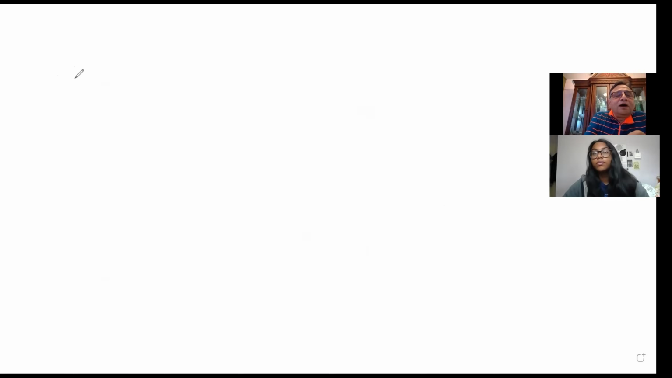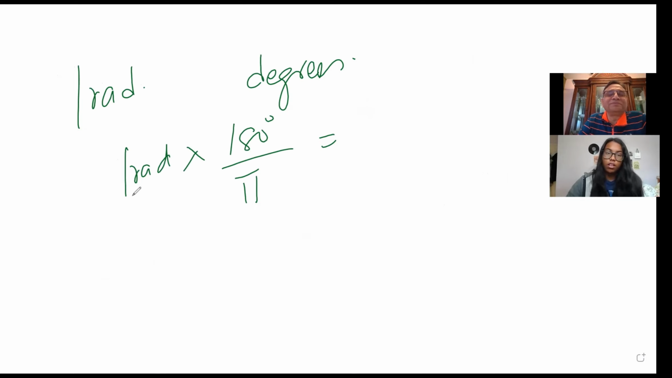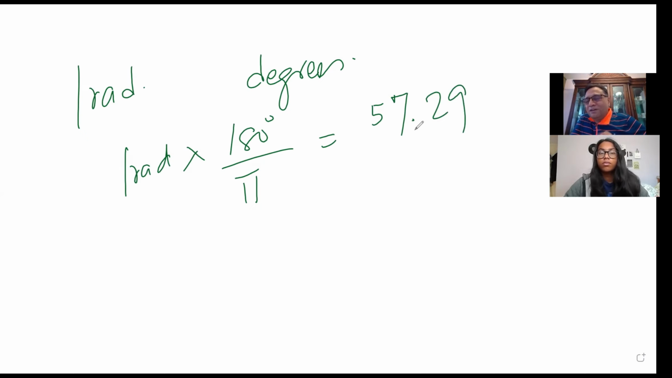Now, how much is 1 radian in degrees? That will be 1 radian multiplied by 180 degrees and divided by pi, correct? Can you use your calculator and find this answer? It is 57.29. So approximately 60, slightly less than 60, right? Yes, 57.29, you are right. That gives you an idea.